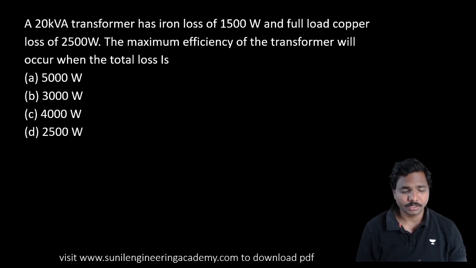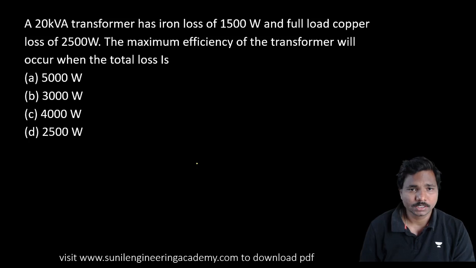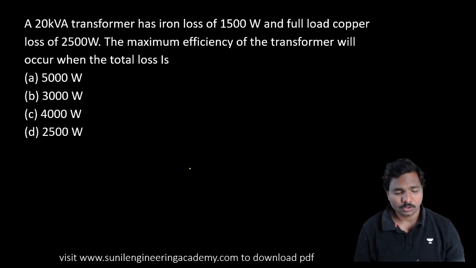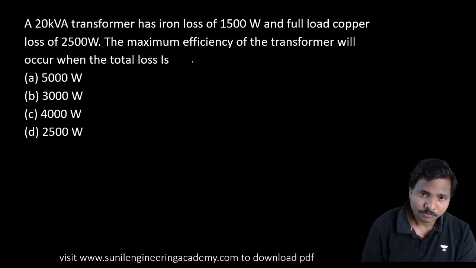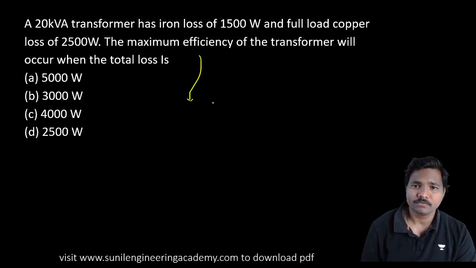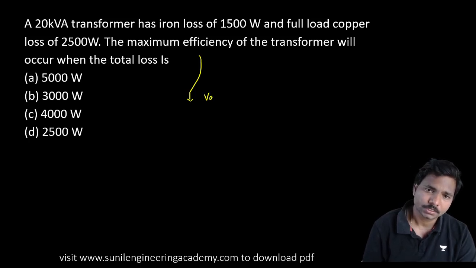A 20 kVA transformer has iron losses of 1500 watt and full load copper losses of 2500 watt. The maximum efficiency of the transformer will occur whenever the total loss is dash. We know very well the condition for maximum efficiency. What is the condition for maximum efficiency? Whenever the variable loss is equal to constant losses.